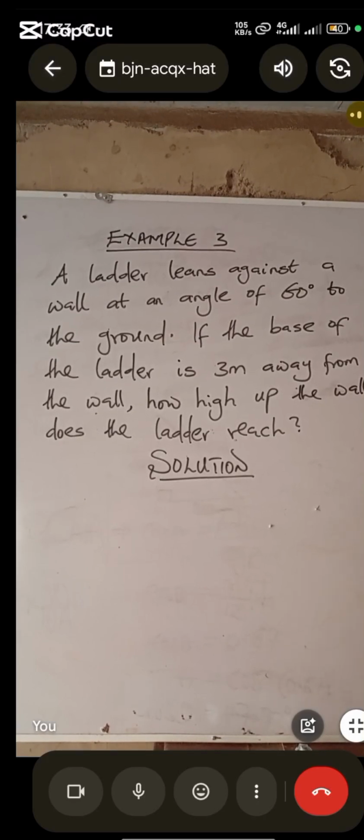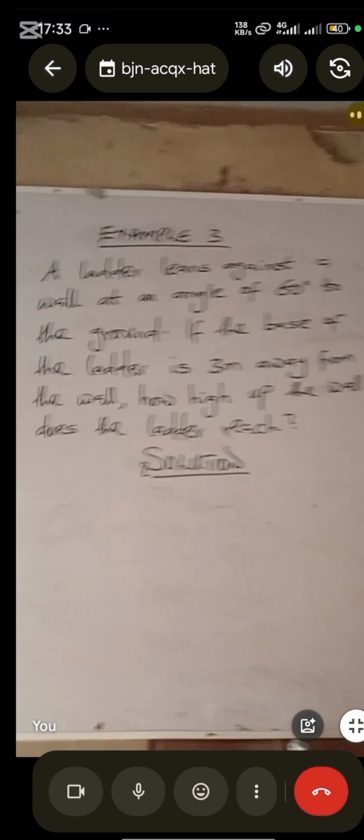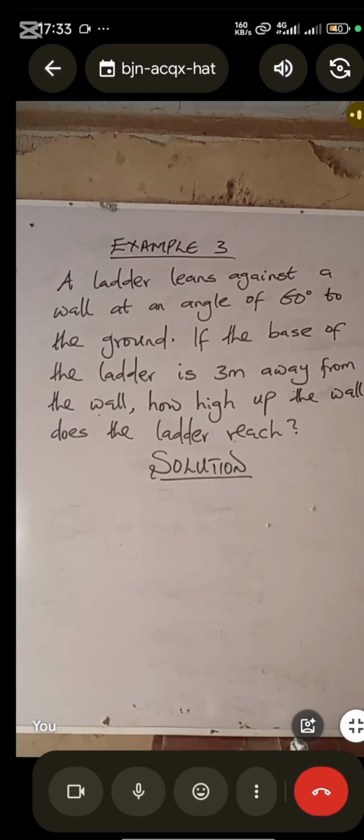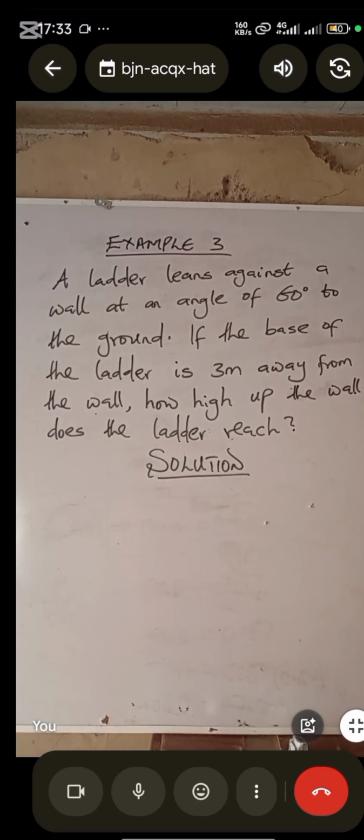A ladder leans against a wall at an angle of 60 degrees to the ground. If the base of the ladder is 3 meters away from the wall, how high up the wall does the ladder reach? Now, this is like a real life problem of mathematics. We have to convert this statement into a diagram first involving a right angle triangle. Then after that, we'll switch it into the mathematical application.